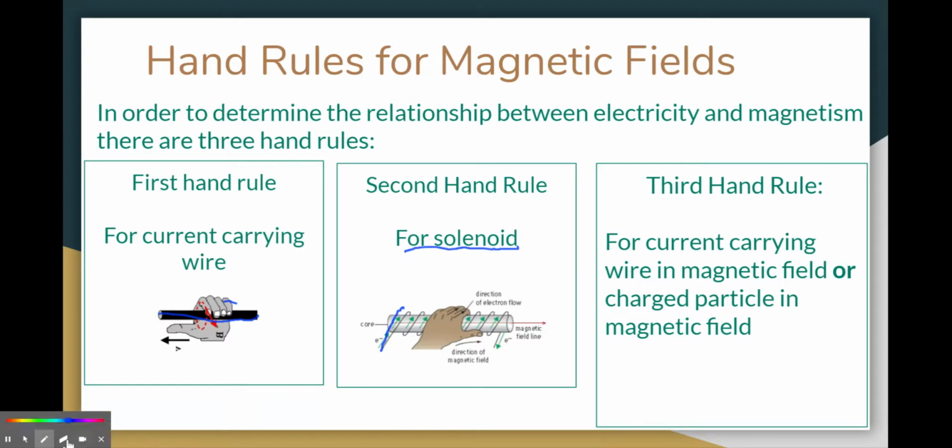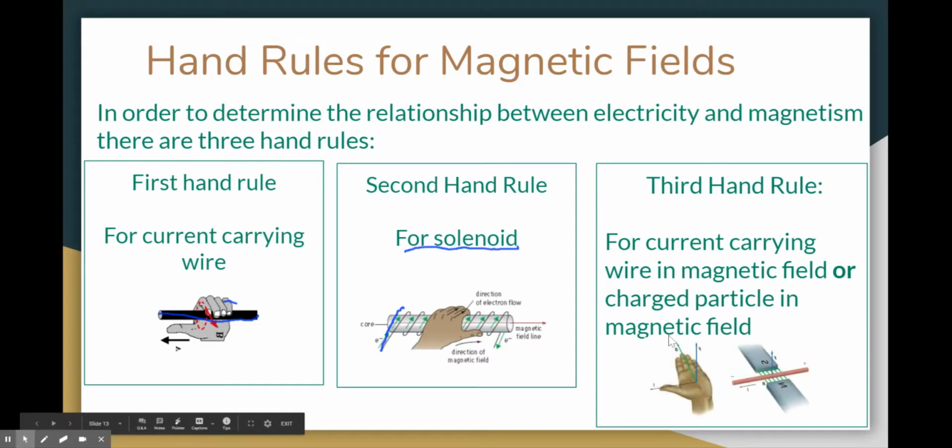And then the third hand rule, which we're not going to deal with in this lesson, but will come up, I just want to make you aware of it, is for a current carrying wire that is in a magnetic field, or it can also be used for charged particles in a magnetic field. So as we move forward, consider that we're going to have 3 different hand rules.